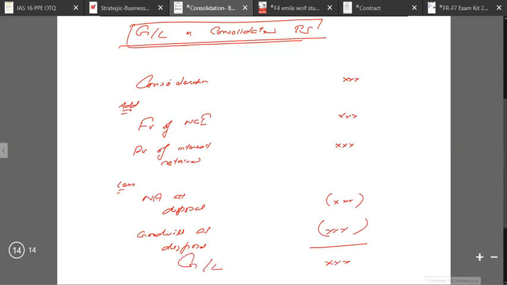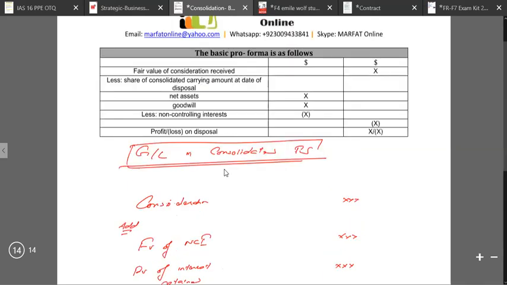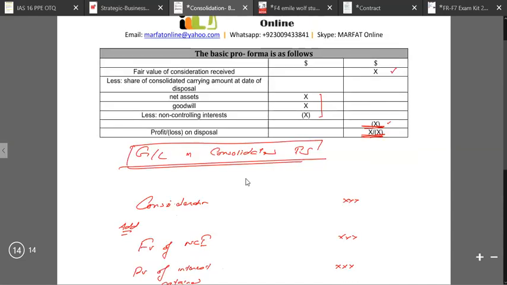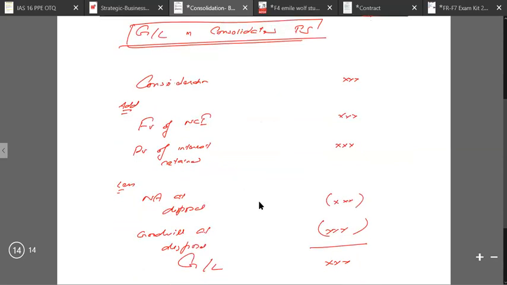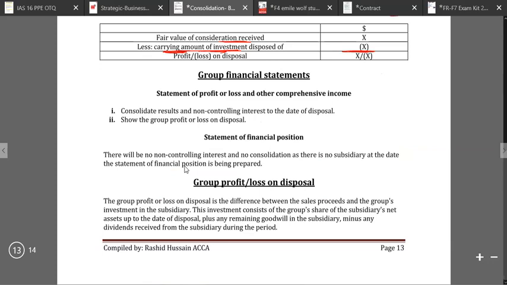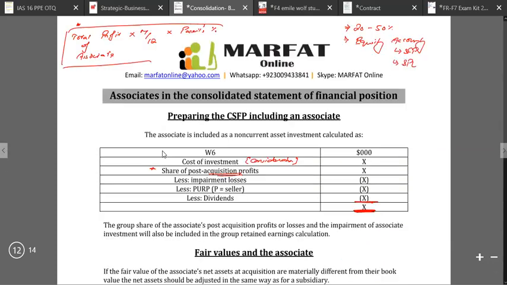I have shown this above in the calculation as well, but it is presented differently. You take the consideration, and then you net off three things: net assets, goodwill, and NCI. Then you deduct this figure, and it gives you the gain or loss. This is the same working, presented in a different way. I have added consideration and NCI, and then deducted net assets at disposal and the goodwill. So this is the consolidated income statement, the associate, and the disposal. The next will be the question, but the question will be in the recording.